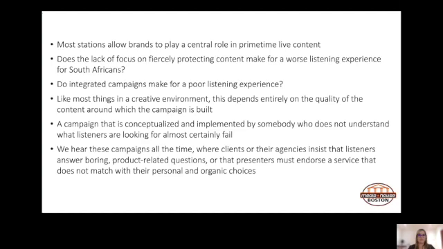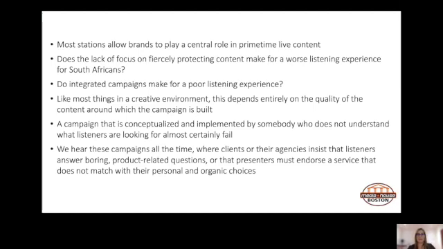This difference is a major reason why integrated and non-traditional advertising in the UK accounts for only an estimated 20 to 25%. The question now is, does the lack of focus on fiercely protecting content make for a worse listening experience for South Africans? Do integrated campaigns make for a poor listening experience?